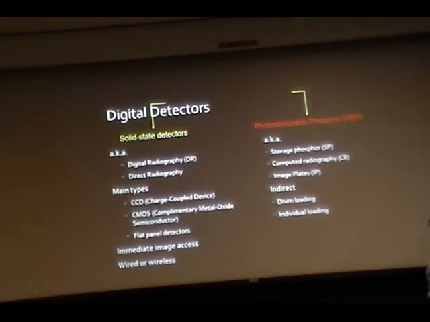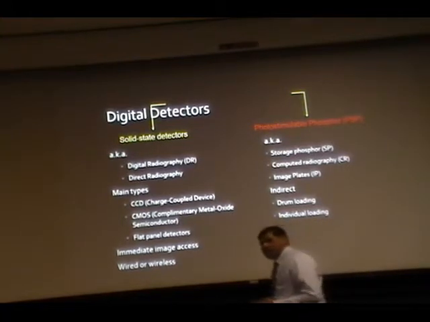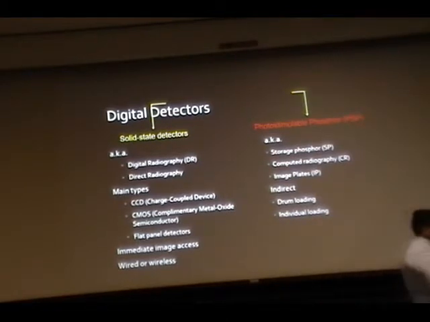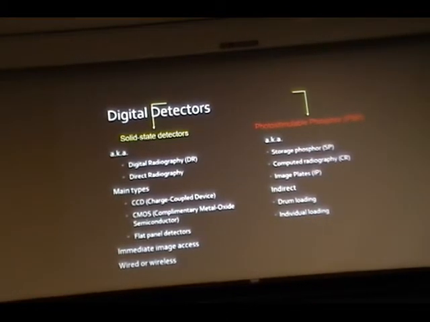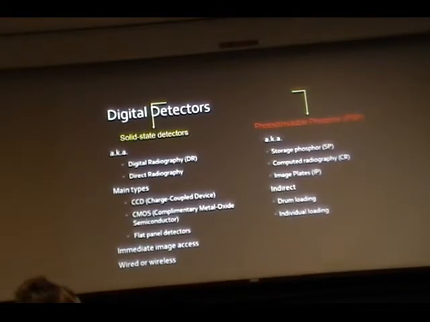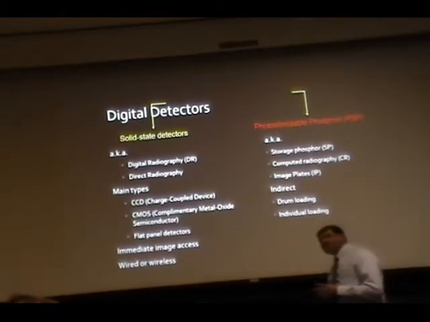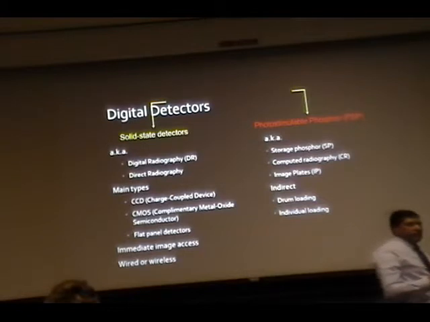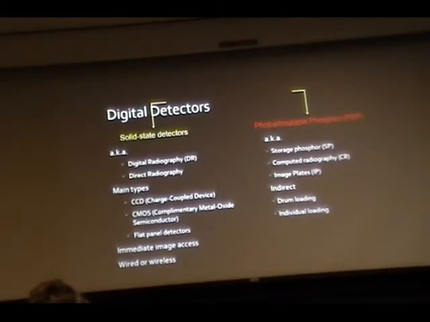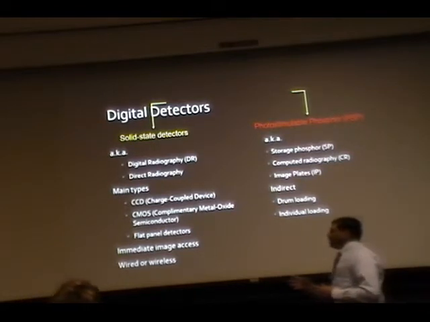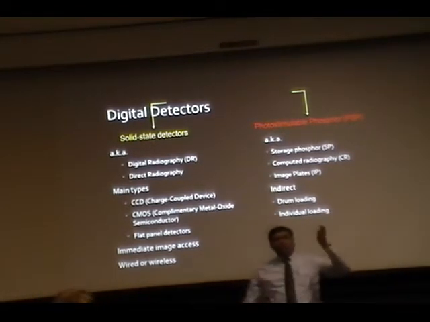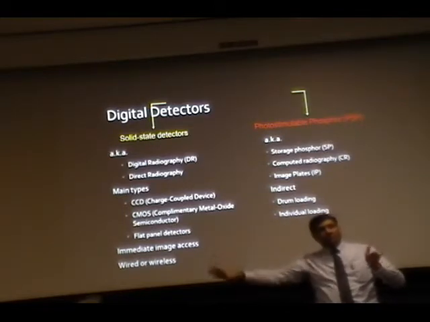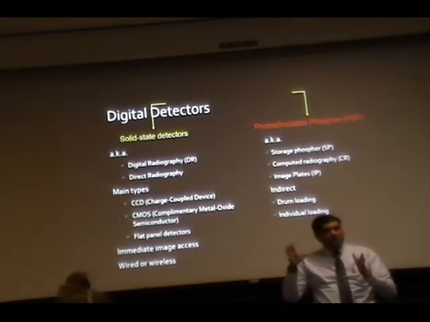So when we talk about digital detectors or sensors, basically there are three types we use in dentistry. One is called solid state or direct ones. There is something called indirect digital sensors. So when I say direct, you expose radiation to the sensor and the image will pop up on the monitor. So that's called the direct one.